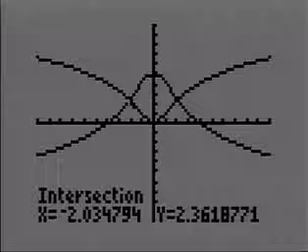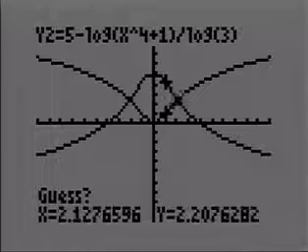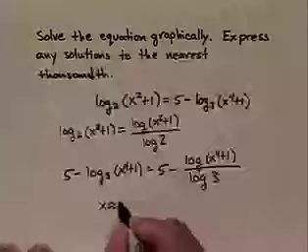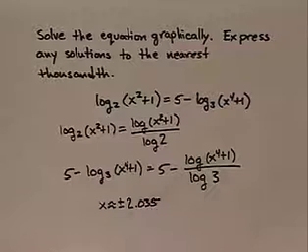You can see there's two because it intersects at two places. So I'll use the second trace intersect feature again to find the second intersection point. I'll choose this as my first curve, and this is my second curve, and for a guess, I'll move it down close to where I think that solution is and press enter. And for the second solution, we get about 2.03479. And so we find that the solutions to this equation are x is approximately plus or minus 2.035, and that's to the nearest thousandth.